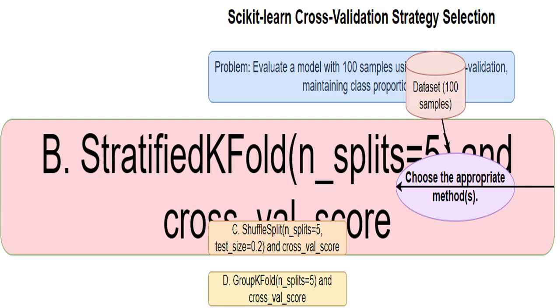Option B uses *stratified k-fold*, which is specifically designed to maintain class proportions across folds. It does this through stratified sampling. Coupled with *cross_val_score*, this option will give fair and unbiased evaluation results. This is exactly what I need.